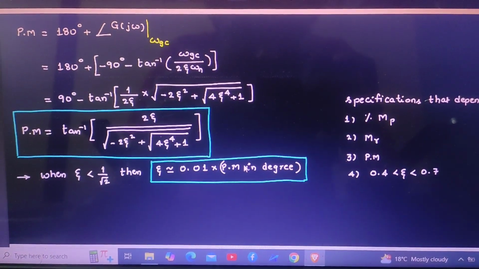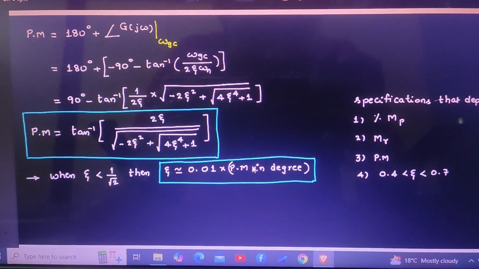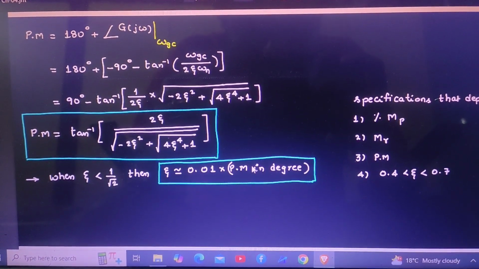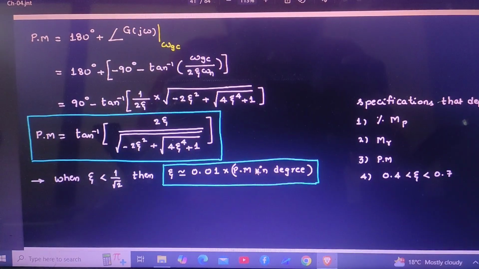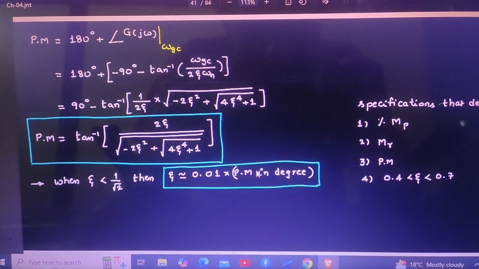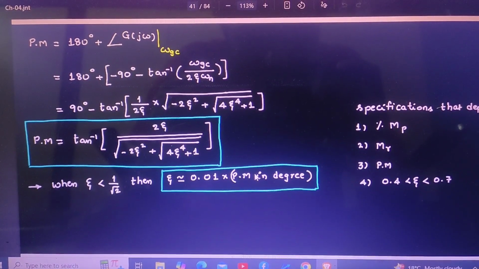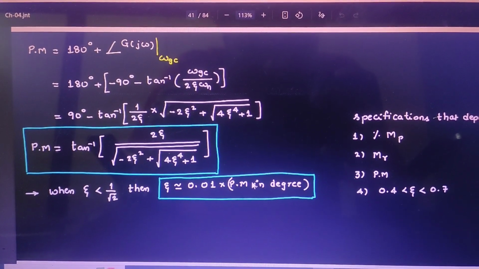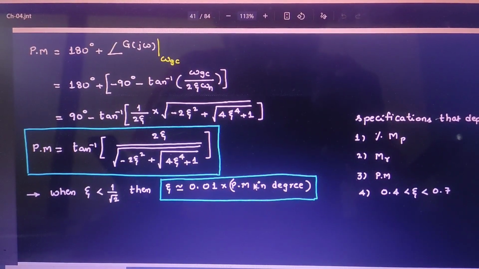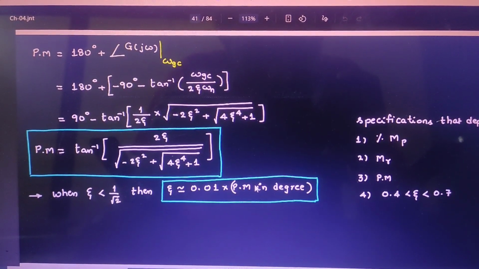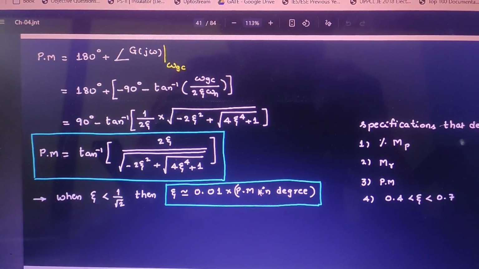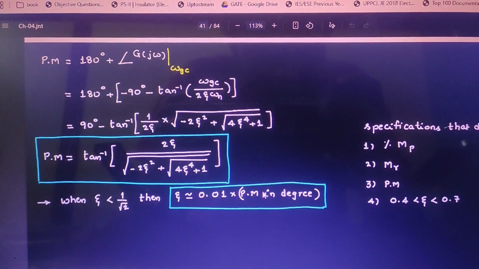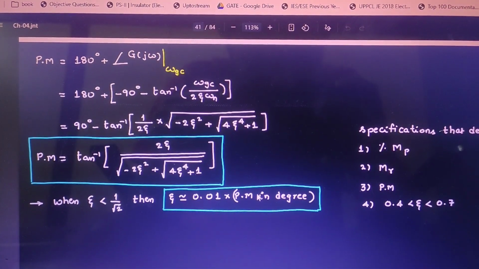Phase margin is equal to 180 degrees plus angle of G omega. Phase margin formula is tan inverse 2 eta by the whole under root of minus 2 eta square plus under root 4 eta power 4 plus 1. When eta is less than 1 by root 2, then eta is approximately equal to 0.01 into phase margin in degrees.